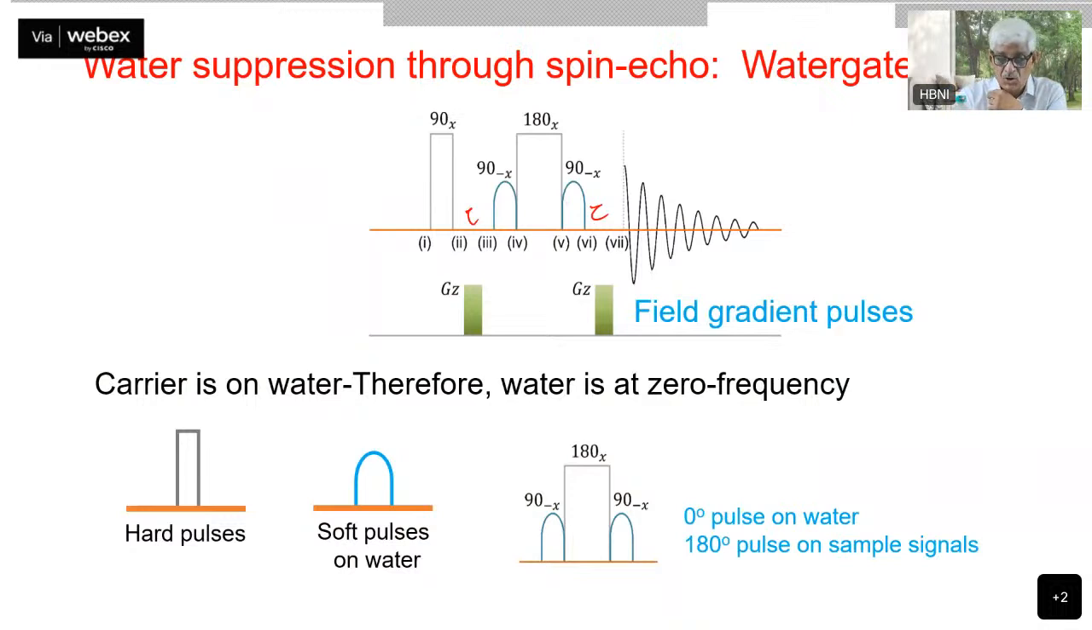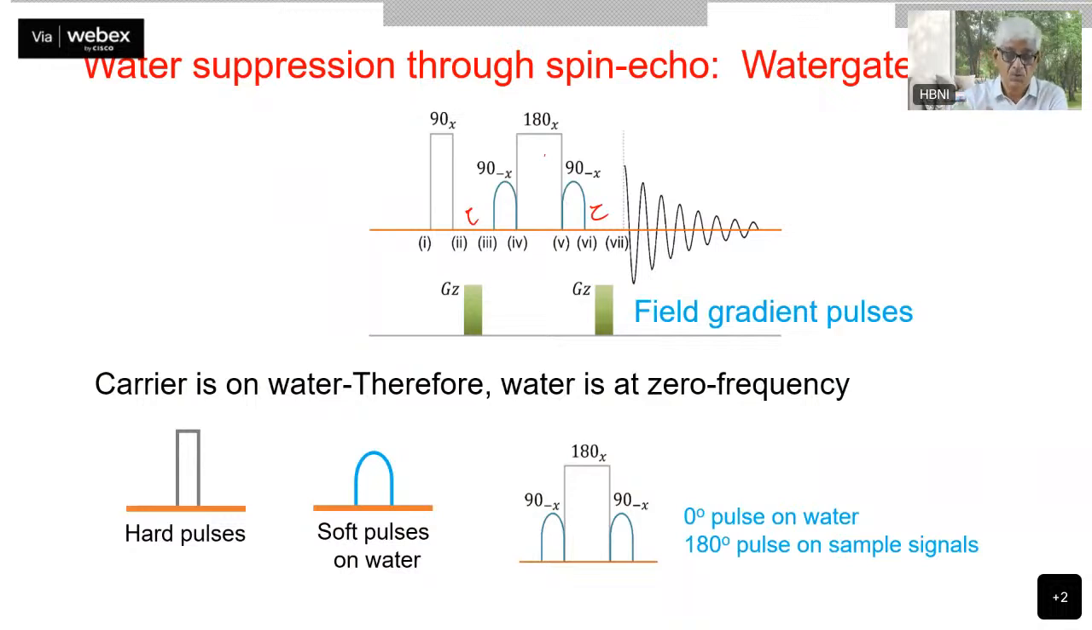Now, if you look at this, how much flip angle does the water see? Water sees a flip angle of 90 minus x, 180x, 90 minus x, that means 0. There is no pulse on water. Whereas the sample signals see a pulse of 180 degrees. So there is a distinction made here with regard to the effective pulse applied. Zero pulse on water, 180 pulse on sample signals.